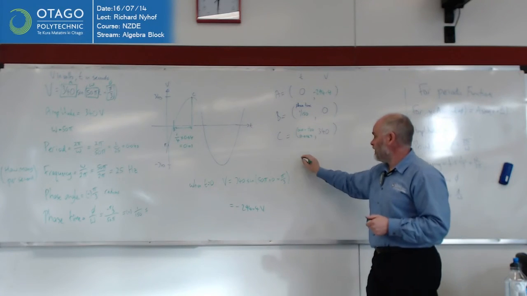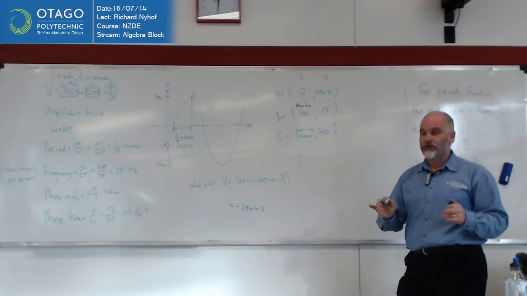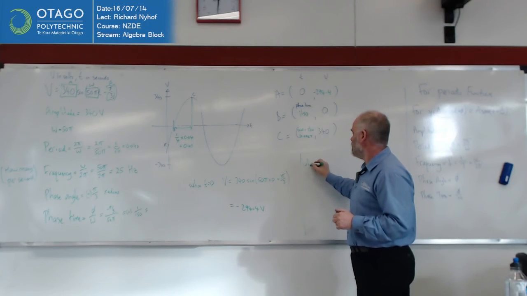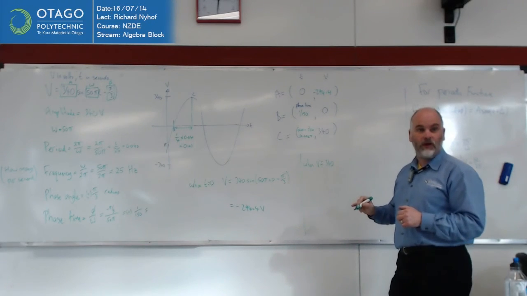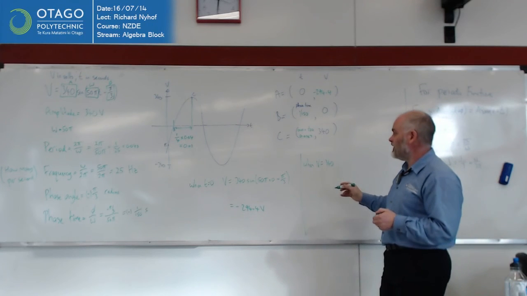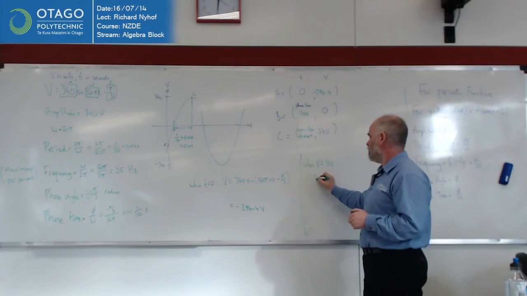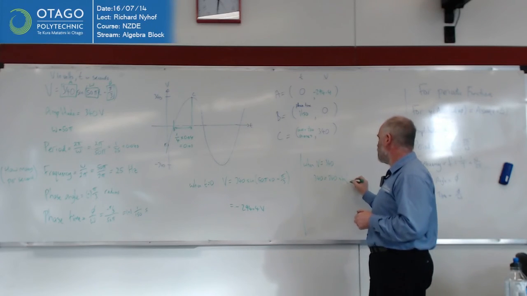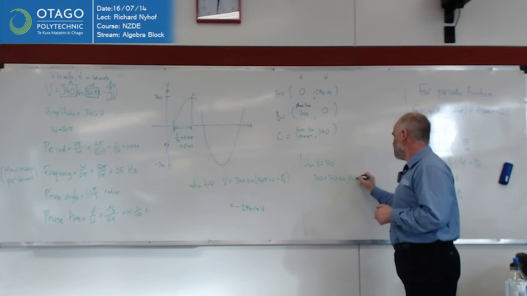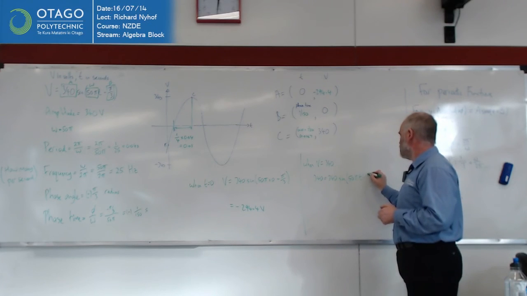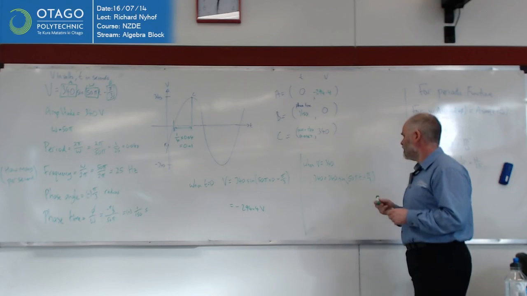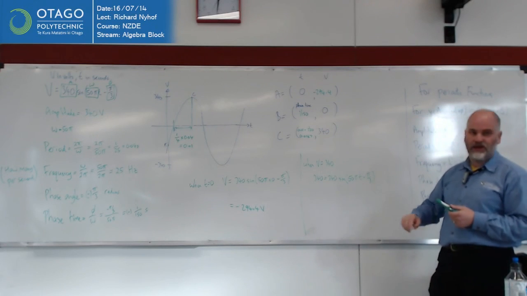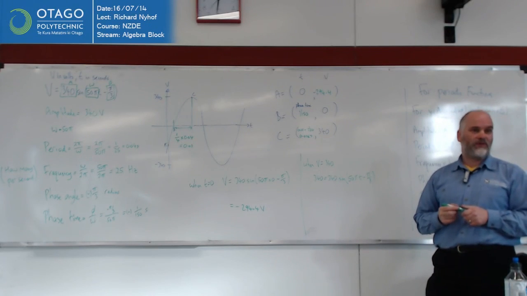The other way of doing it, if you're a little less confident, is you could say when V equals 340, and then rearrange the equation. So when V equals 340, we get 340 equals 340 sine(50 pi t minus pi over 3). And just rearrange that equation to get t out of it. And you should come up with exactly the same answer.